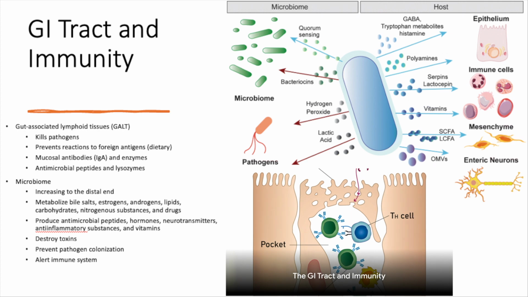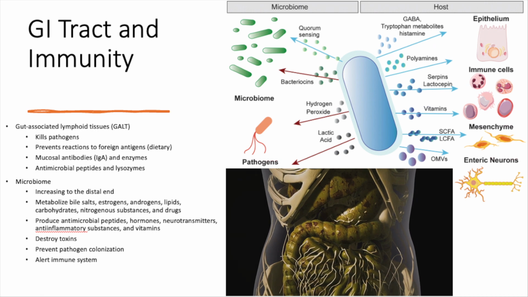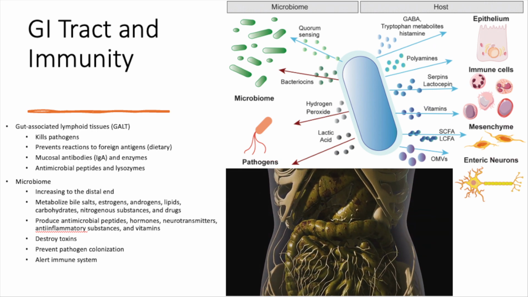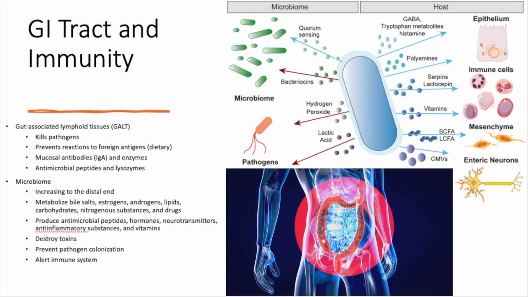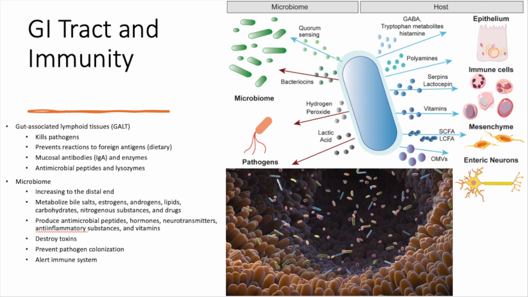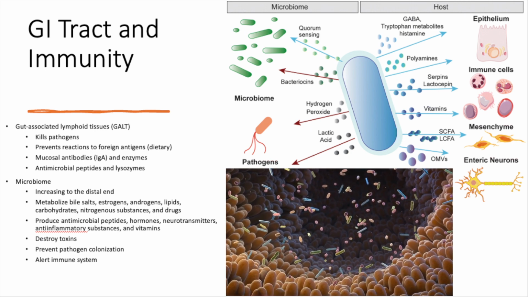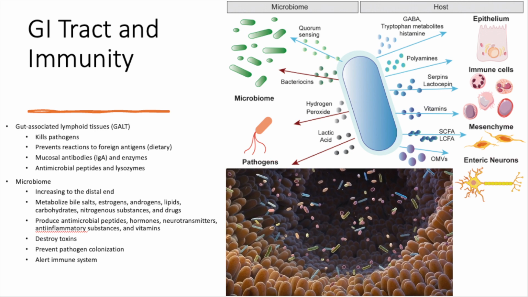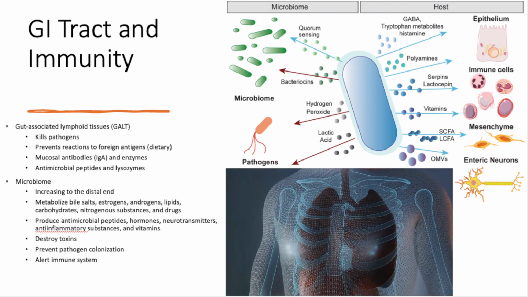The GI tract plays a major role in immunity. In addition to it being an external epithelial surface, which is exposed to pathogens and antigens, it also contains gut-associated lymphoid tissue, or GALT. This tissue plays a major role in immune defenses by killing pathogens and preventing reactions to dietary antigens. The mucosal secretions produce IgA antibodies and antimicrobial peptides and lysozyme to defend against microorganisms. These are concentrated in the small intestine, especially the ileum.